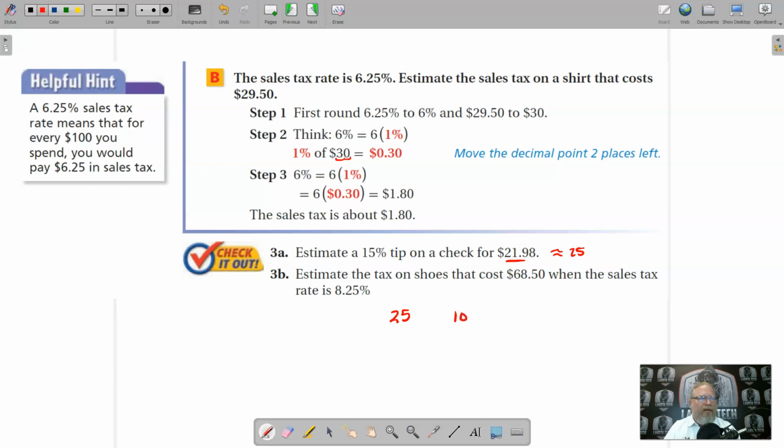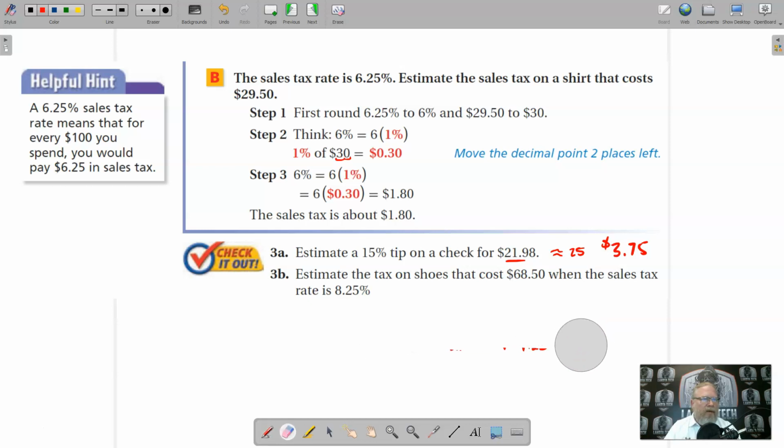15% is 10% plus 5%. 10% of 25, with the decimal over 1 place, I would get 2.50. And 5% is half of 10%. So what's half of 2.50? Well, 1.25. Now add those together, I would get 3.75. And do we just need the tip? Yeah, we're just estimating the tip, not the total cost. So in this case, we would be looking at about $3.75.